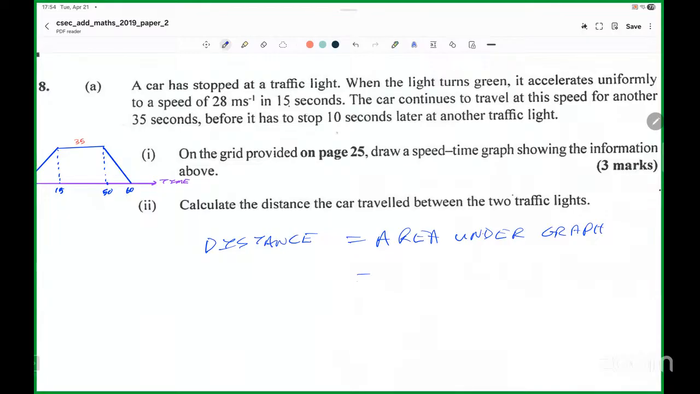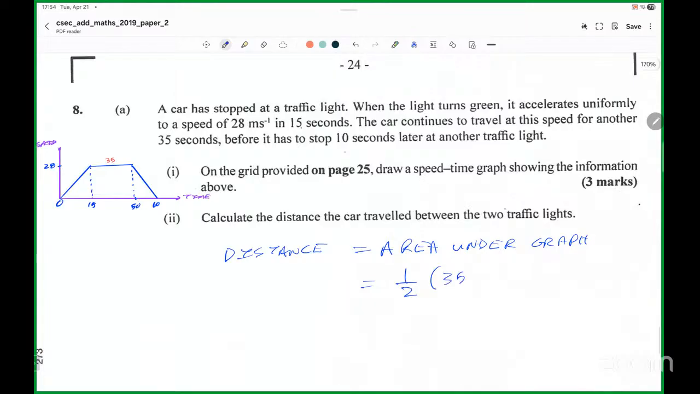Which becomes half the sum of the parallel sides. The parallel sides are 35 and 60, times the distance between the parallel sides, 8. That's what we're working on. Somebody write that out for me, please. And the answer is in meters. The distance is in meters, so if you calculate the area, the distance is actually in meters.